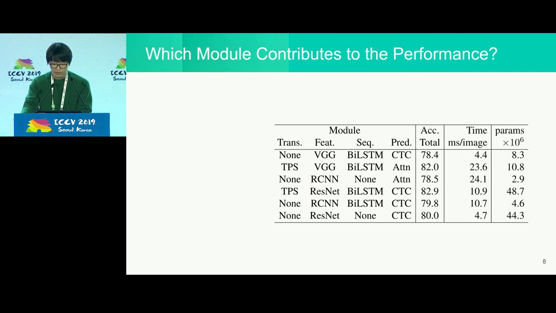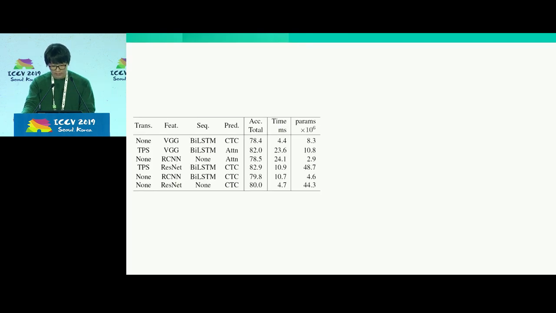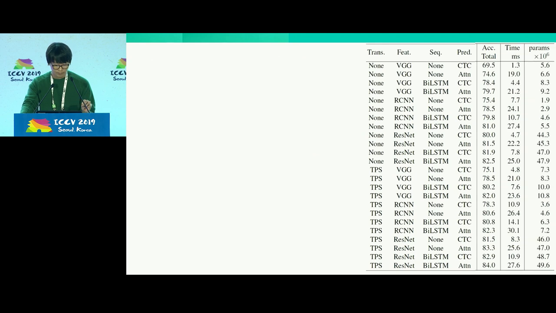We measure accuracy as well as time and memory. Under the module combination viewpoint, we consider all possible combinations of STR modules in the prior six methods. This results in 24 module combinations, and the six prior methods are a subset of that. We evaluate the performance of the 24 combinations.